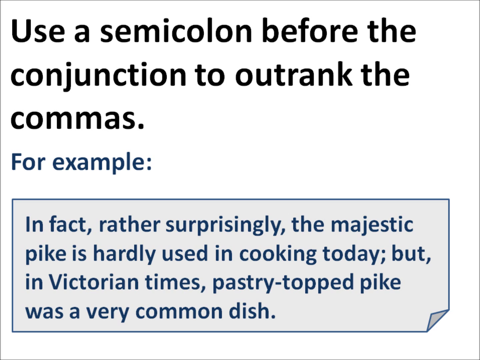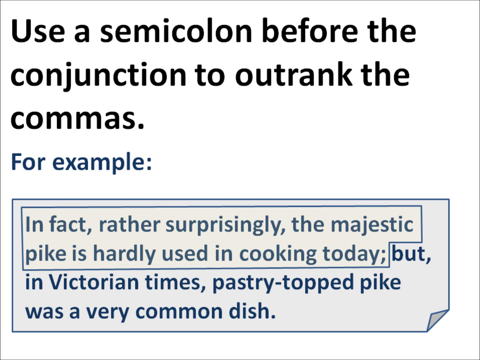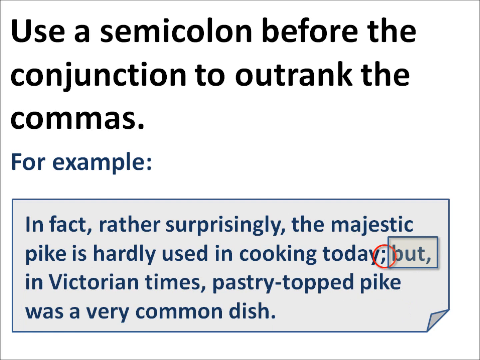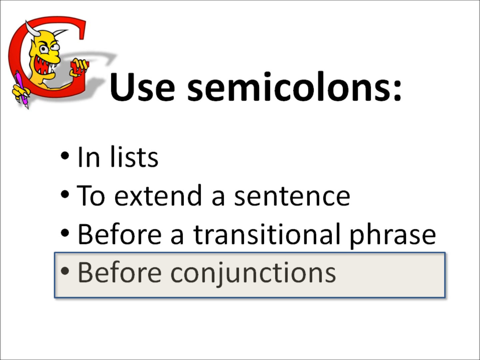In fact, rather surprisingly, the majestic pike is hardly used in cooking today. But, and that's your conjunction, in Victorian times, pastry-topped pike was a very common dish. If we look at the first sentence, we can see that it's got 2 commas in. If we look at the second sentence, we can see that also contains commas. And it is possible to outrank those commas by putting a semicolon before your conjunction, in this case the word but. And that's when you can use a semicolon before a conjunction.